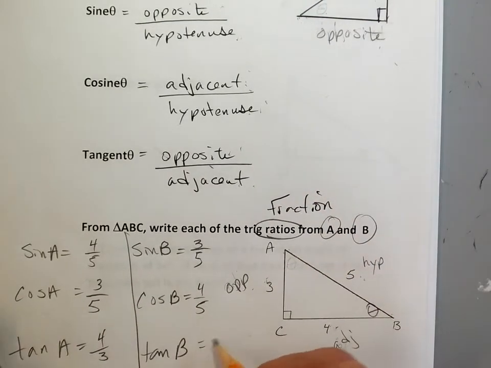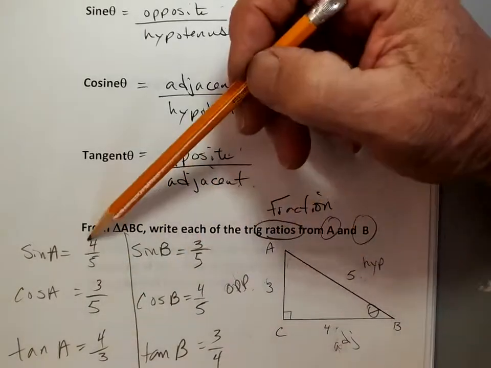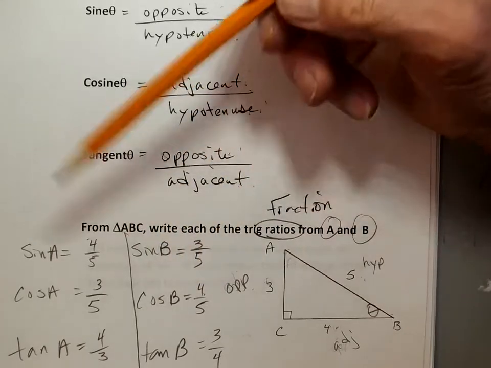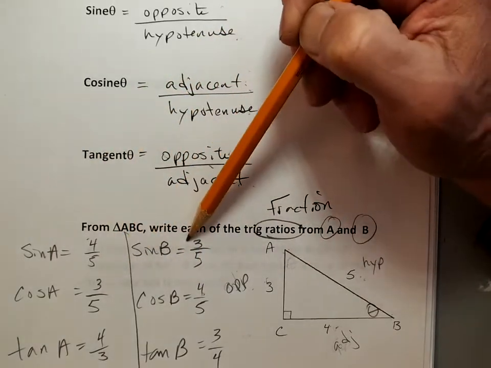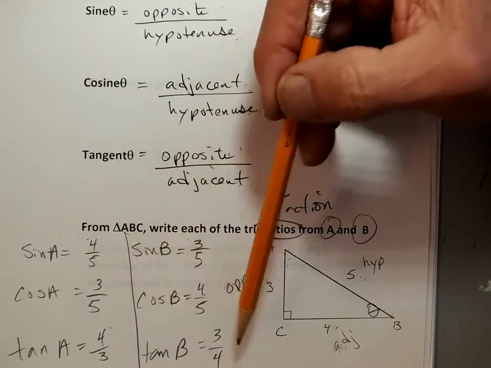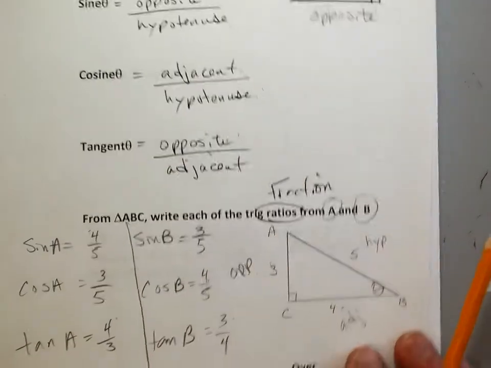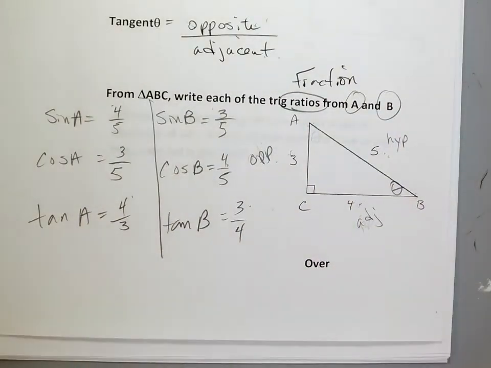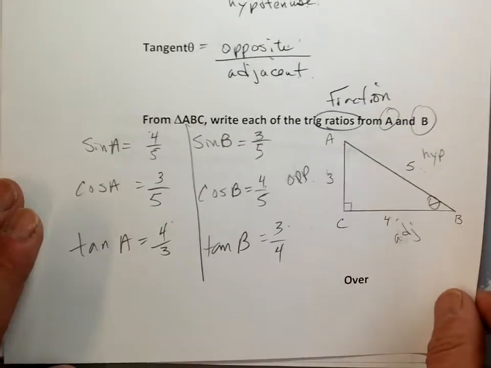If you notice this, it's kind of cool, but the sine of A is equal to the cosine of B. The cosine of A is always equal to the sine of B, and the tangent of A is always equal to the reciprocal of the tangent of B. Little things that you'll need to know in Algebra 2. Okay, moving the page over.